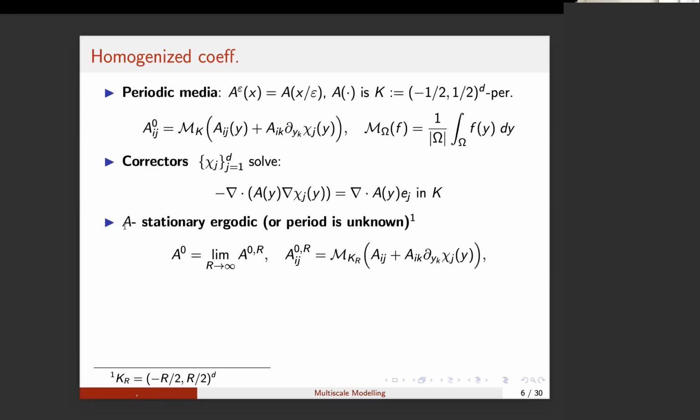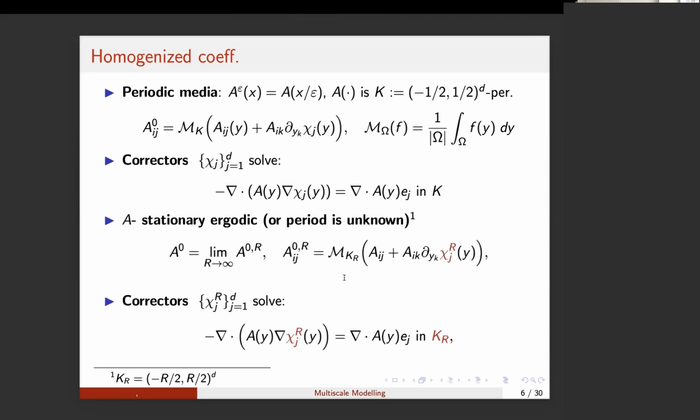If you have a stationary ergodic randomness, then A0, the homogenized coefficient, will be given as the limit of A0R, where A0R is sort of an average. It's very similar to what we had before, but here we have something called KR. Okay, so KR is now, I'm going to explain here, a domain of size R to the power D.